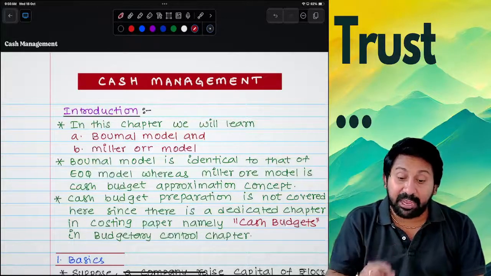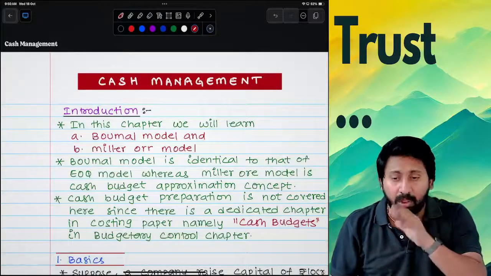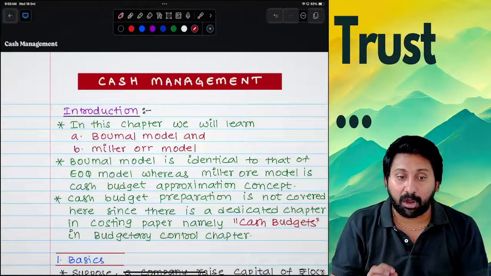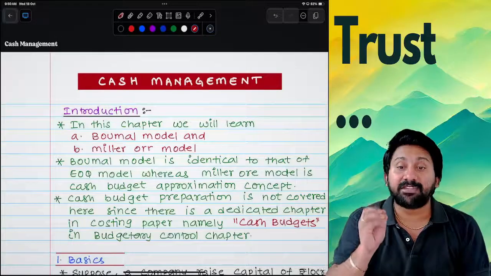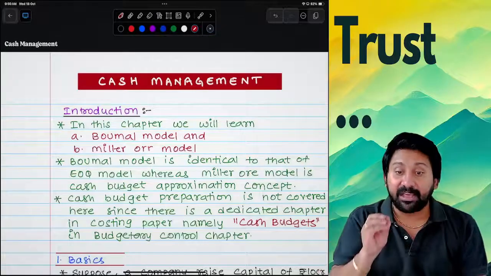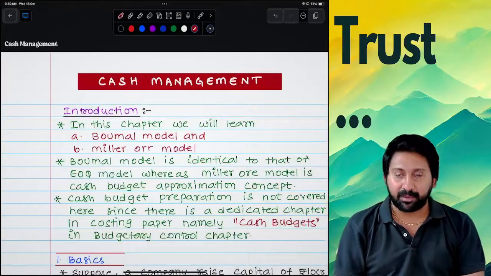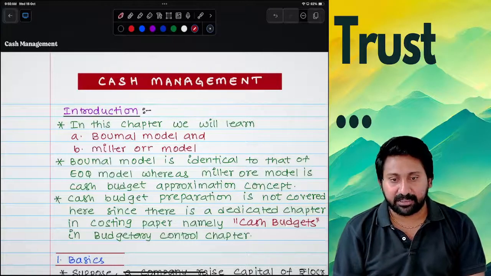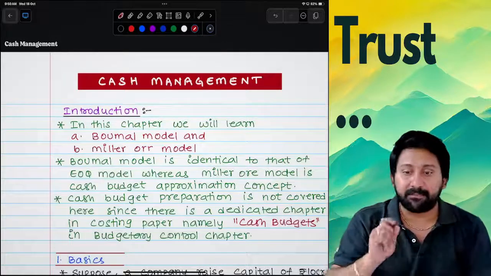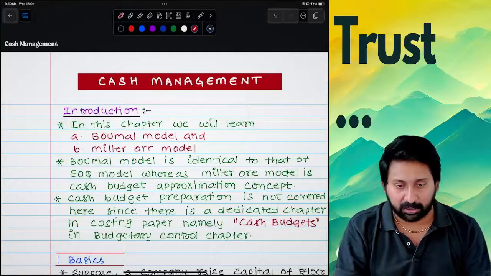Every asset you maintain, whether it is land and building, plant and machinery, debtors, or stock, has a use. But what is the use of maintaining a physical cash balance in the company? When I say cash management, I mean really cash, not even the bank accounts. Why will companies maintain cash? They will maintain cash for four purposes.